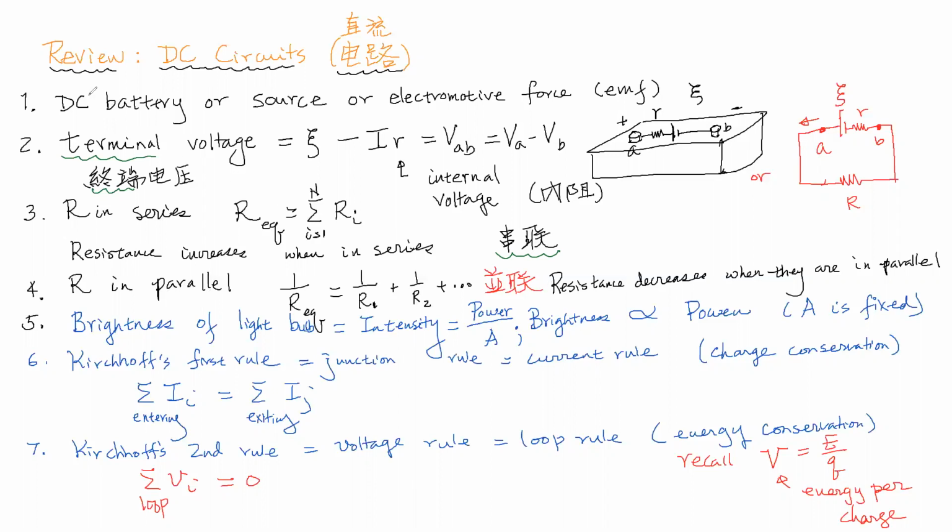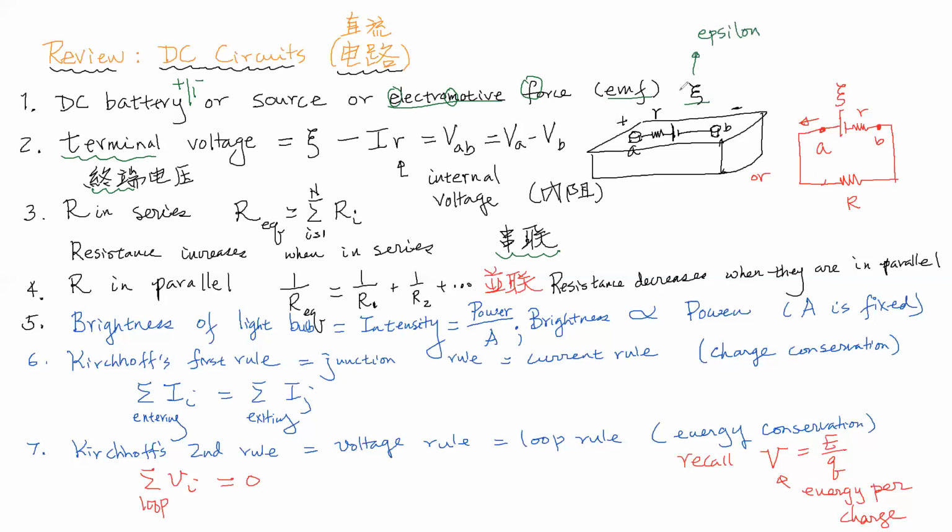Okay, all right. So a DC battery or source is talking about this here. One long, one short, so plus minus. You can call that a DC battery or a source or electromotive force, EMF. Or you can write it as epsilon. This one is epsilon.